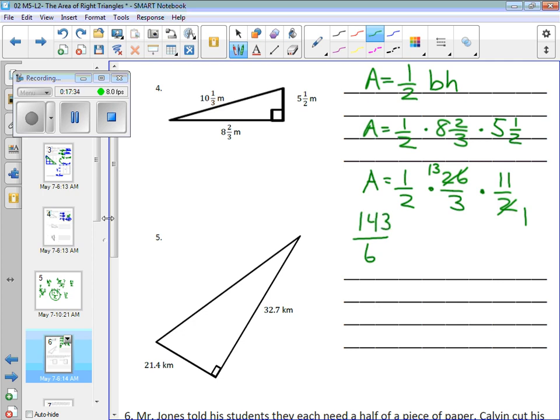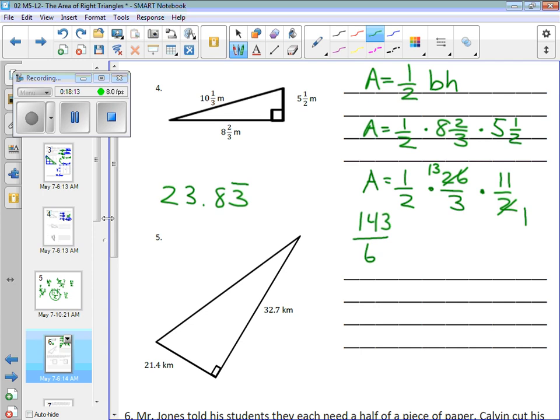All right, we're still not out of the woods. We have a very top-heavy number. We got to change it back into a mixed number. I want to stop for a minute. Everybody look at me. Let me show you how your calculator can be of somewhat help. I'm going to do 143 divided by 6. When I do that, I get 23.83 repeating.